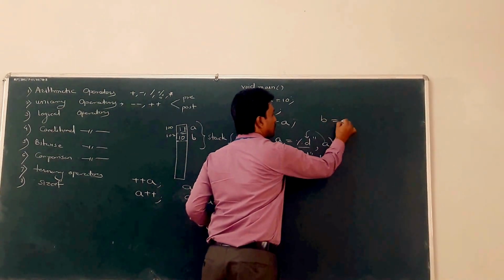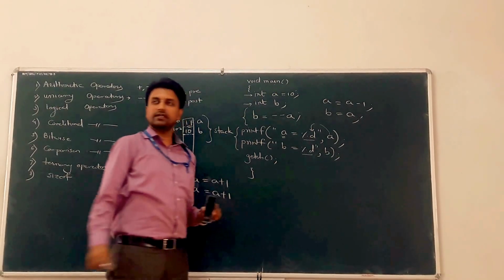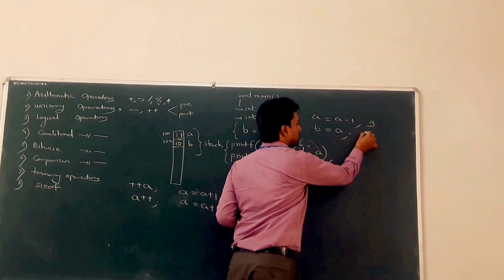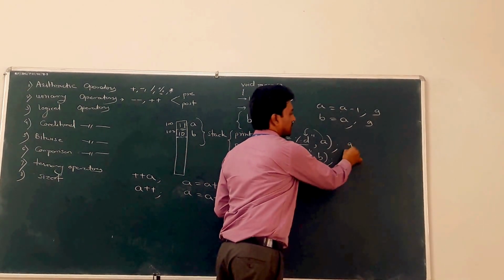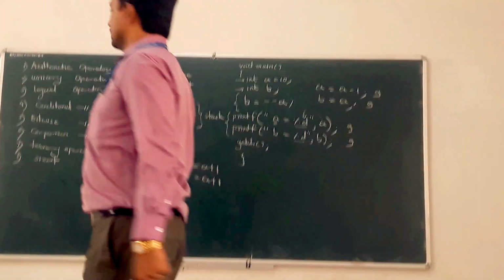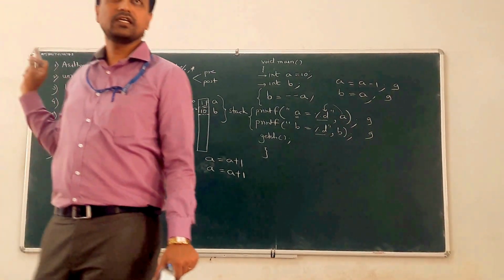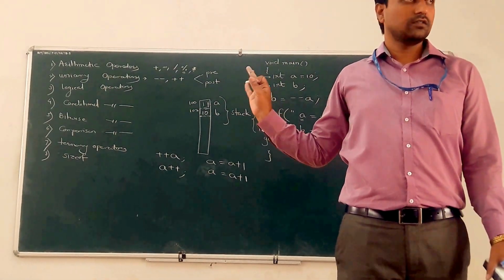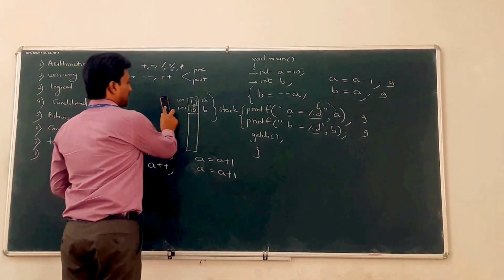First a is equal to a minus 1, that is 9, and 9 is the current value in the variable a, so 9 and 9. This is the correct output. Okay, at the time of practical you check it. Any doubts regarding the second type of operators, that is unary? No or yes? Any doubts? Clear? So next is logical operators.